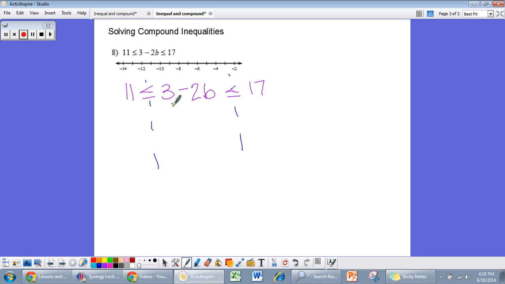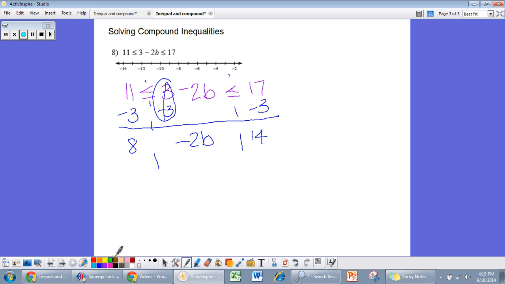So let's start out by removing the 3. What we do to one side, not only do to the left, but don't forget it gets done to the right. So we're working on all 3 sections simultaneously. 11 minus 3 is 8. This equals 0. Don't forget this is a negative 2b coming down. And 17 minus 3 is 14.